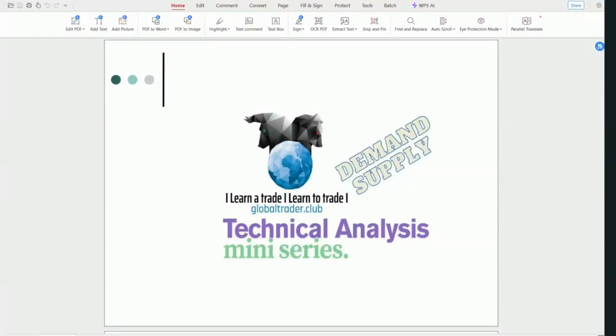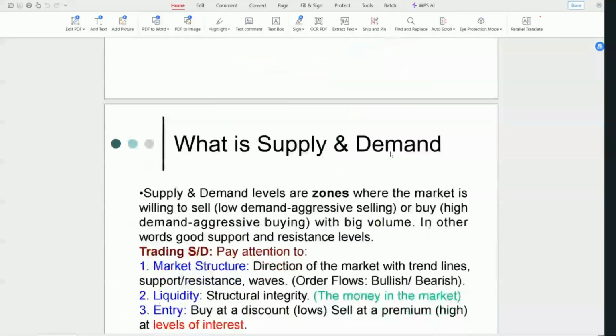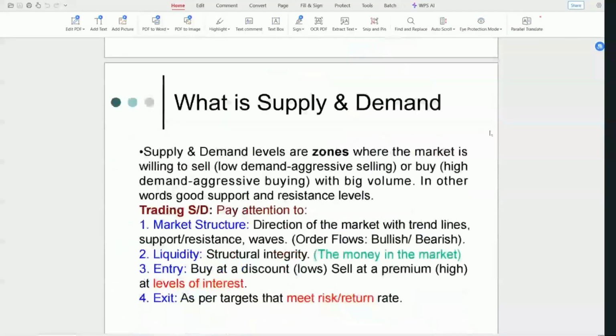Okay, demand and supply. So let's get started straight away without further ado. Now, first of all, we need to know what is supply and demand. And here's a short definition.